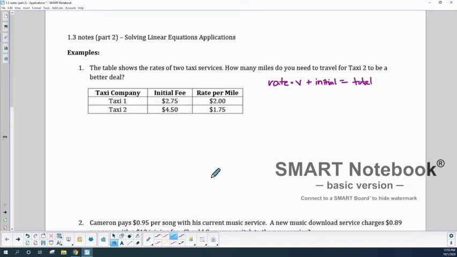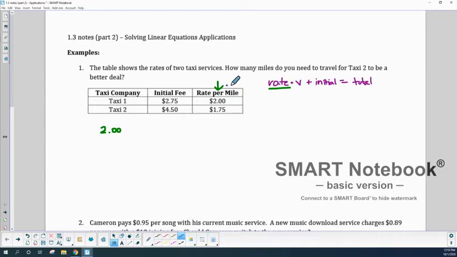Okay. So our rate, let's just talk about taxi 1. We have an initial fee and then a rate per mile. So, I know it says the word rate, but the word per is like a key word. Anytime you see per mile, per hour, per minute, that's going to give you a hint that that's the rate for your equation. So we're going to say for taxi 1, our rate is $2. And it's going to be $2 since it's per mile.